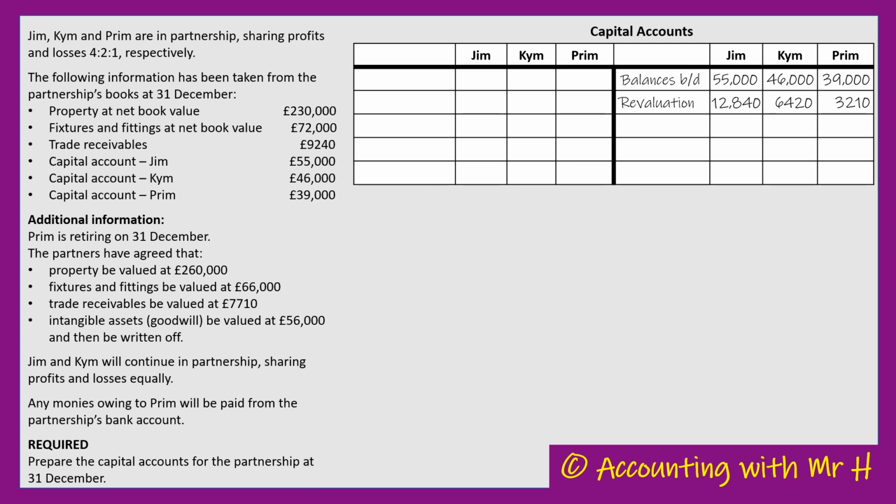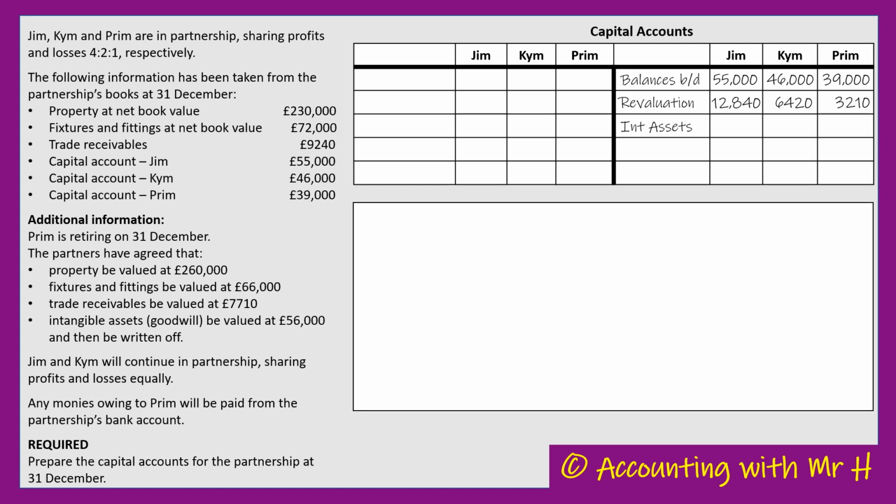So what the partners will do, if they decide to do it, as they have done here, they will agree on a figure for intangible assets, in this case £56,000. And so we need to share that out between the partners. Again, although it's only Prim that's leaving, we have to do it for all of them in order to keep it fair and balanced between the three partners. So I'm going to put an entry in, there we go. So intangible assets, these are going to go on the credit side.